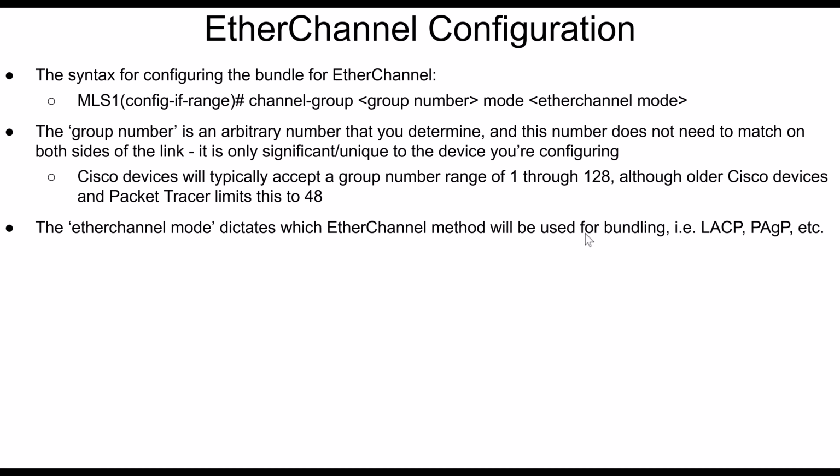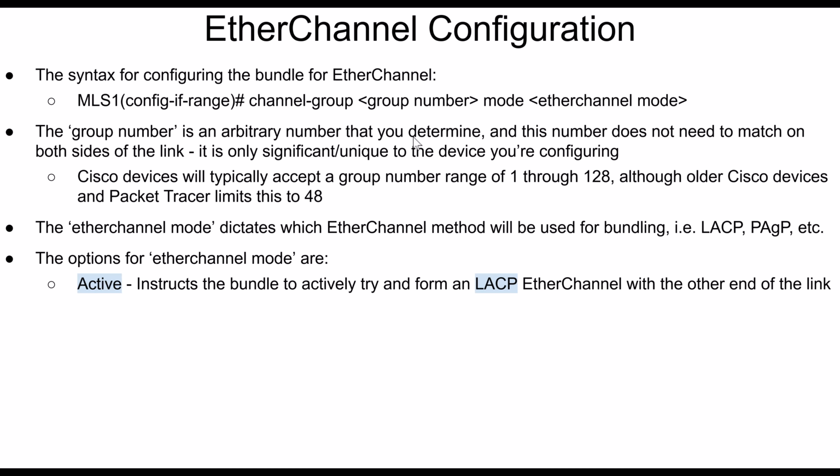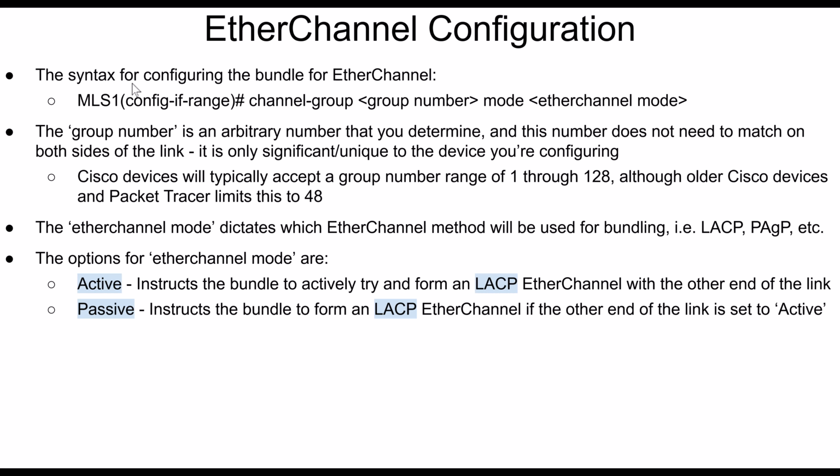The EtherChannel mode variable dictates which EtherChannel method will be used for bundling, i.e. LACP, PAgP, or static EtherChannel. So what you put here tells the EtherChannel what kind of protocol you're going to use. The options for the EtherChannel mode variable are active, which tells the bundle to actively try and form an LACP EtherChannel with the other end of the link.